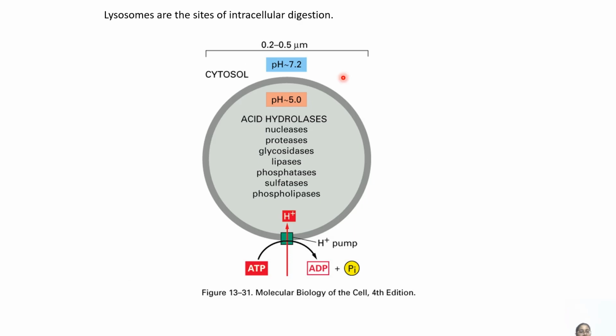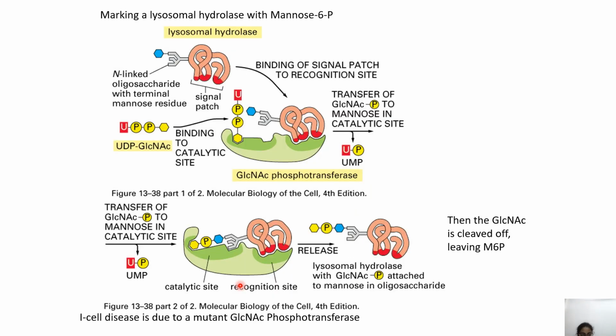So lysosomes are sites of intracellular digestion. The cytosol pH is 7.2. Lysosomal pH will be 4.5 to 5. It's acidic. So there are high acid hydrolases: nucleases, proteases, glycosidases, lipases, phosphatases, sulfatases, phospholipases, etc. This is also an image taken from the Molecular Biology of the Cell, 4th edition.